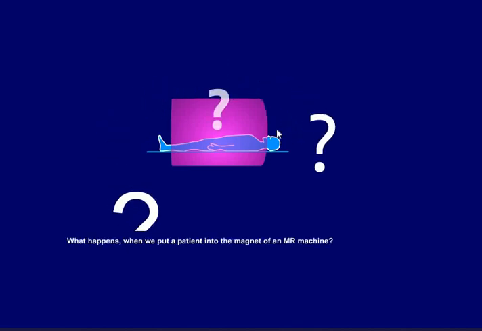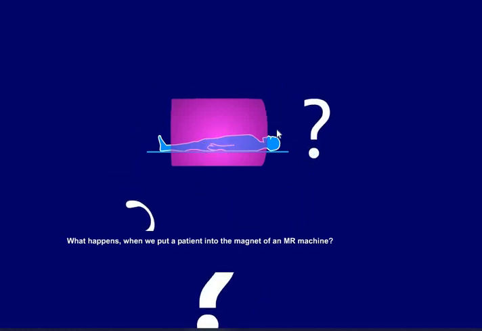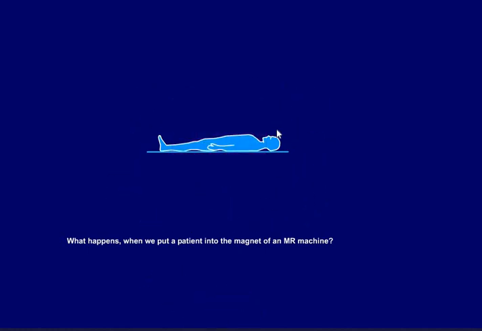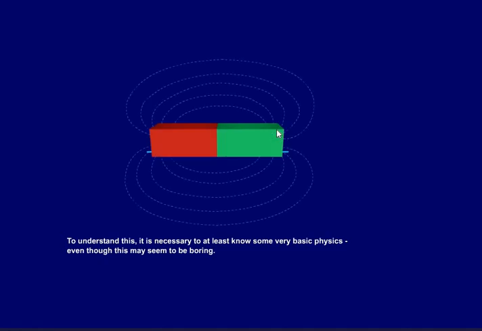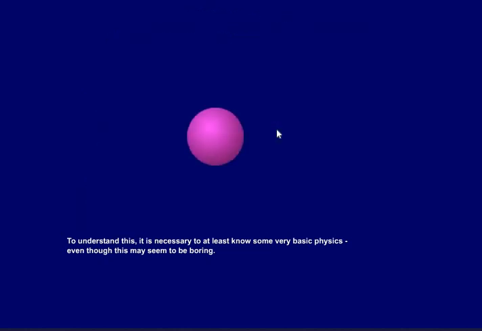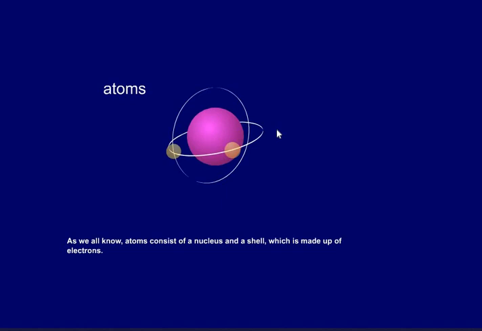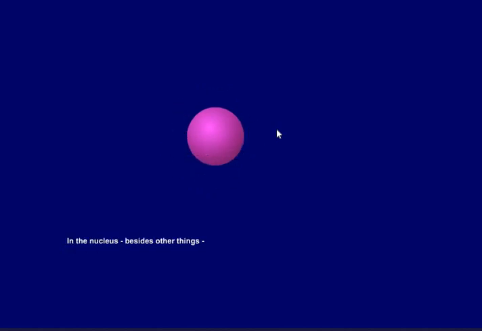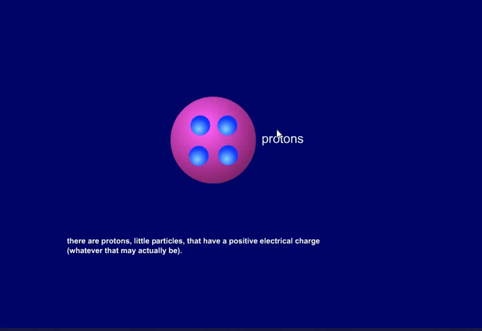What happens when we put a patient into the magnet of an MR machine? To understand this, it is necessary to at least know some very basic physics, even though this may seem to be boring. As we all know, atoms consist of a nucleus and a shell, which is made up of electrons. In the nucleus, besides other things, there are protons, little particles that have a positive electrical charge, whatever that may actually be.